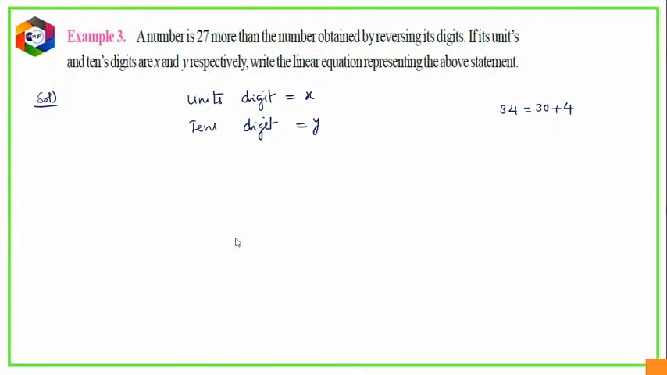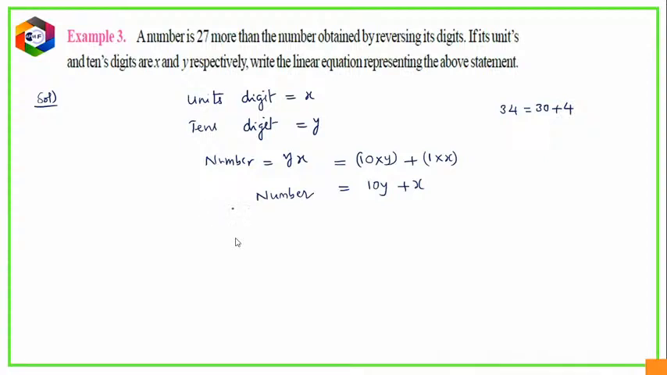So now the number I am writing here, since the units digit is x and the tens digit is y, the number is yx. If this is yx, like 34, I have to express it in this form. It means 10 into the tens digit plus 1 into the units digit. That is the expanded form of this number, that is 10y plus x. So this is actually the number.